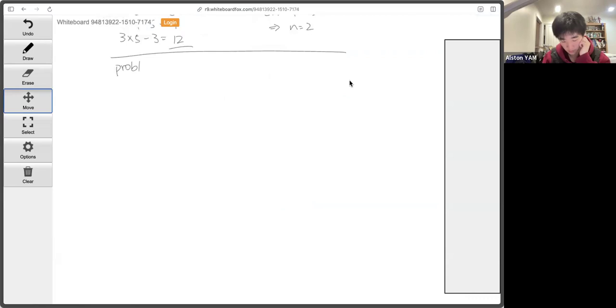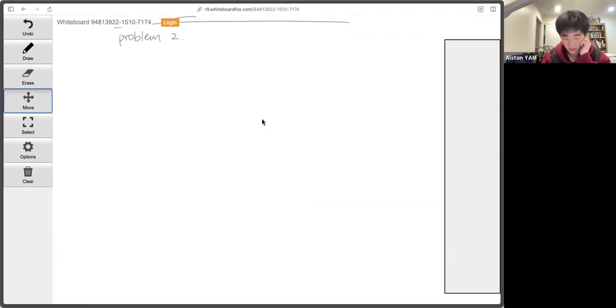Problem 2. So let's have a look at the prime numbers P and Q, and we want to analyze P plus Q. The first thing I'll notice is that P is an odd number, Q is an odd number. So P plus Q must be even, and I'll write it like this: 2 divides P plus Q.